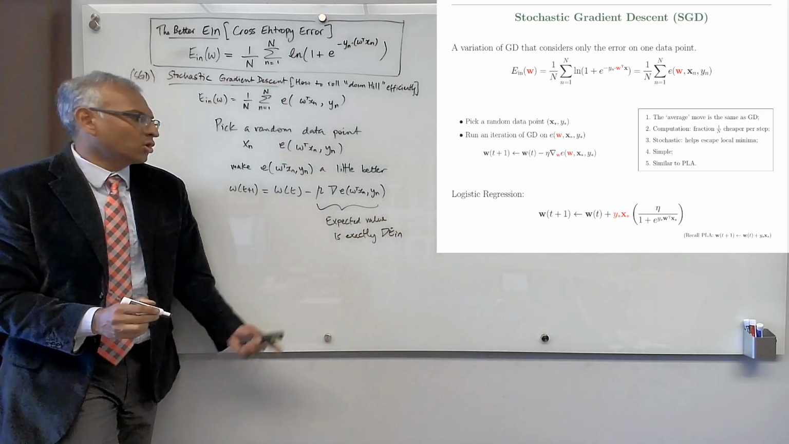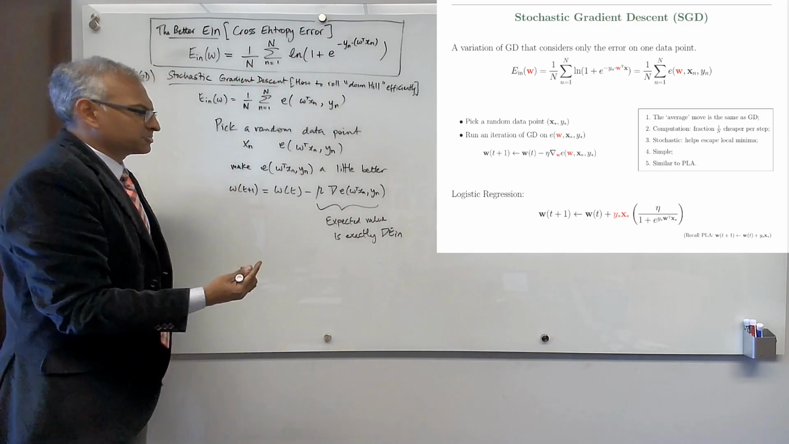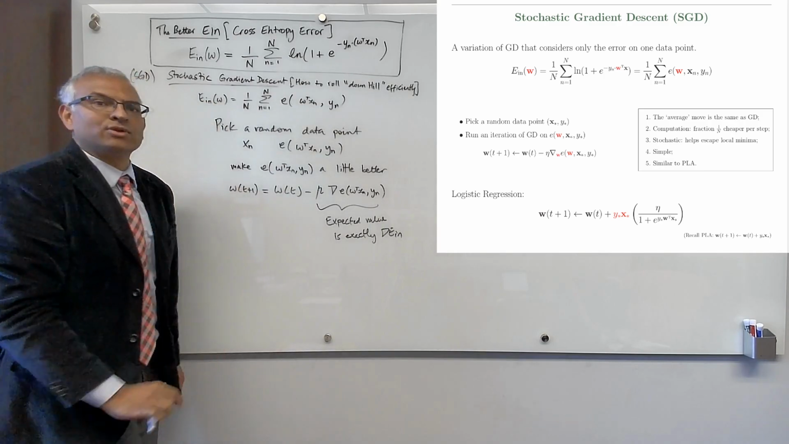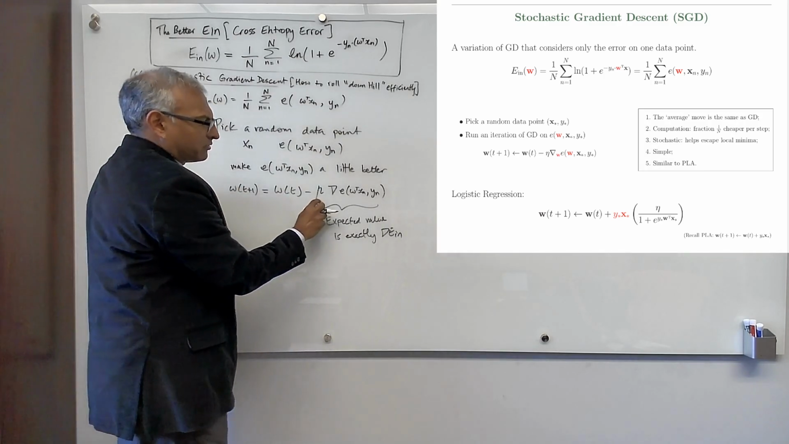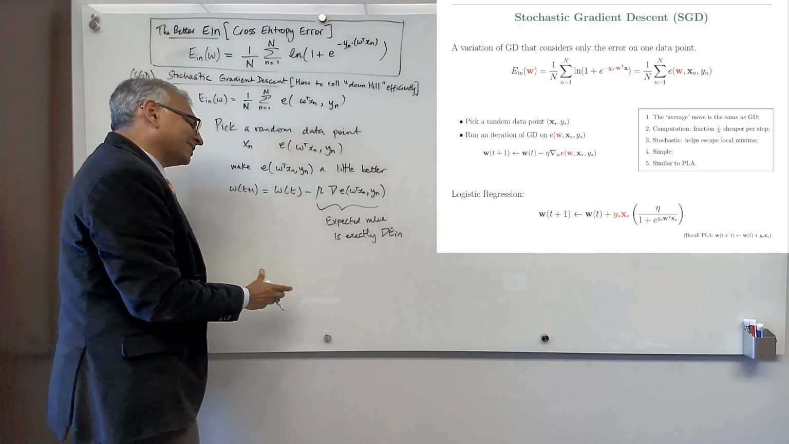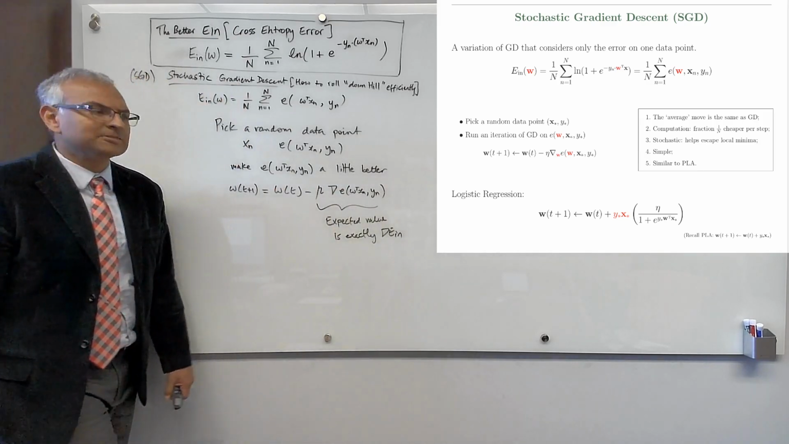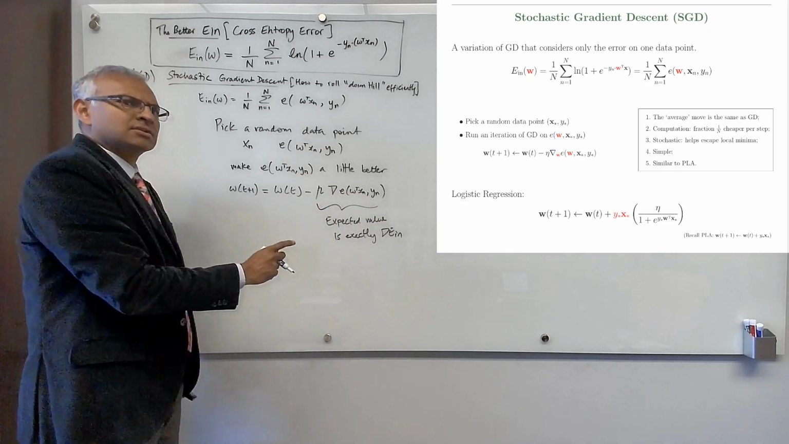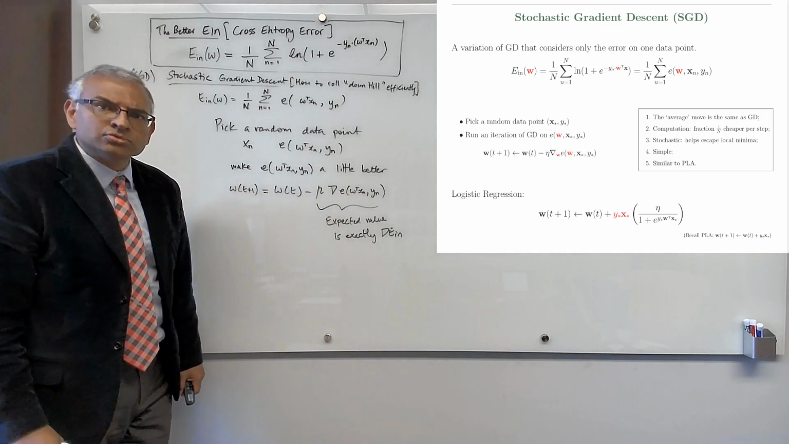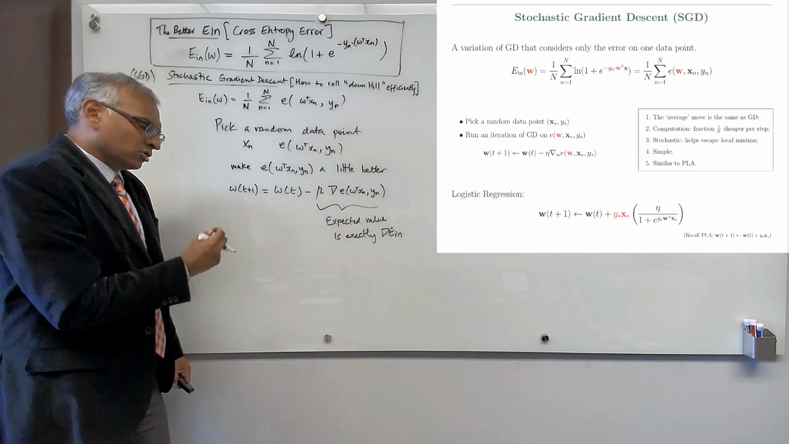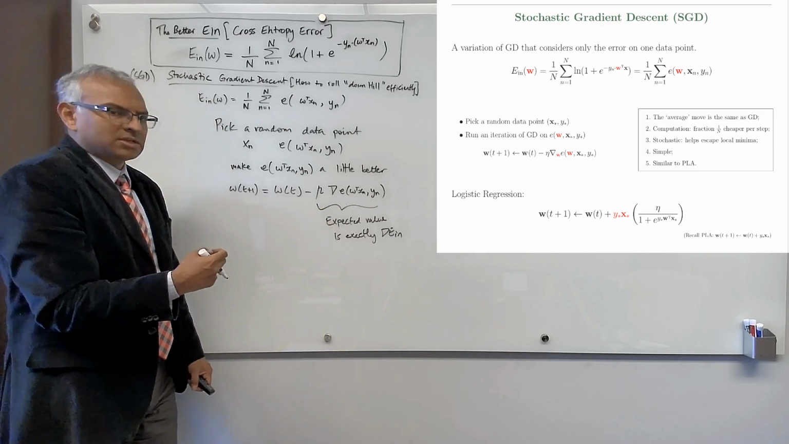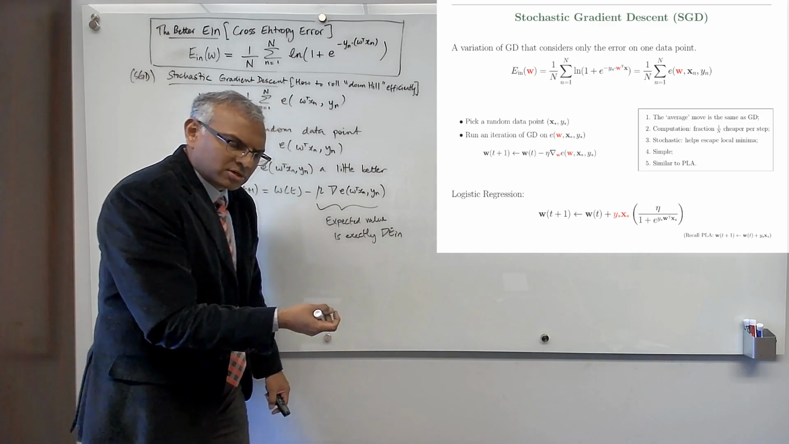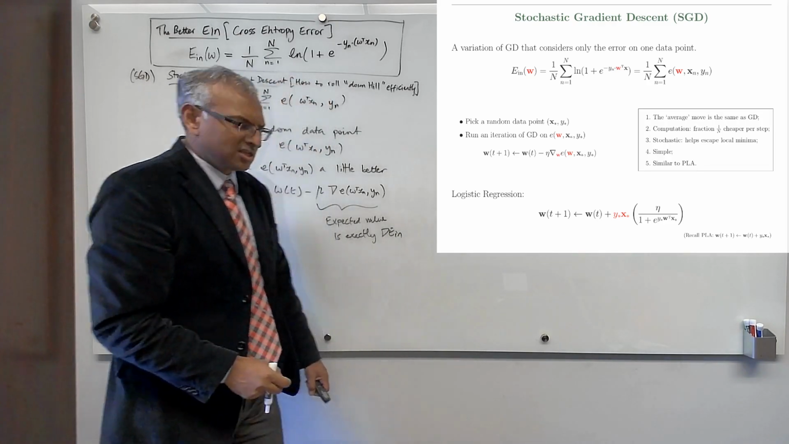Because you picked a data point randomly. So the expected value is each of the possible values weighted by the probability, which is 1 over n. So you get the sum of 1 over n of these gradients, which is exactly the gradient of E in. Okay, so on average, the gradient that you're using is the gradient that you want to use. But you're picking one data point, and minimizing on it a little. Then you pick another random data point and minimize on it a little, and continue.